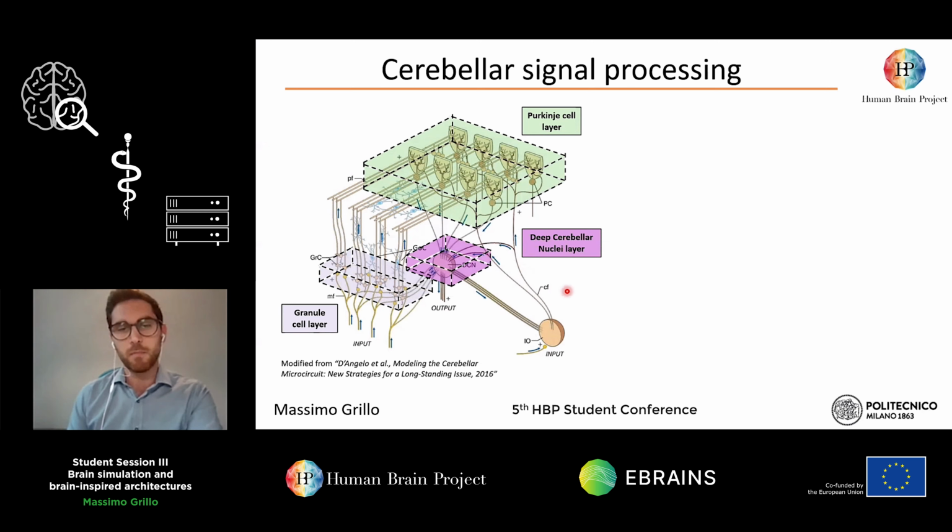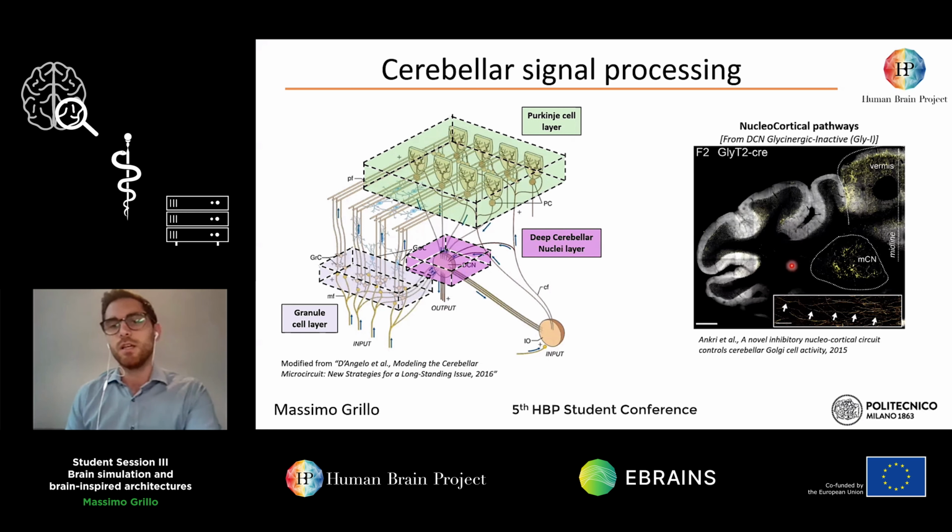In addition to this main pathway, it has been found that there are other pathways. One of them connects the deep cerebellar nuclei toward the granule cell layer. Indeed, on the right, we can see this pathway, called the nucleocortical pathway, and in particular, there is a section of the cerebellum in which we can see in yellow some lines which represent the axons going from the deep cerebellar nuclei to the cerebellar cortex, which originate from the glycinergic inhibitory neurons in the deep cerebellar nuclei.